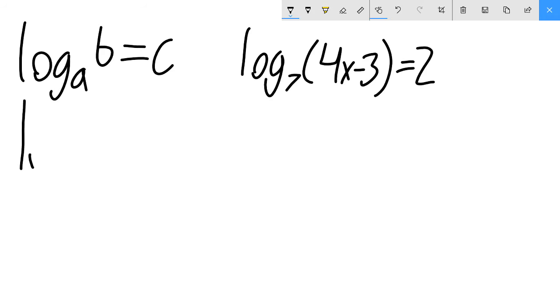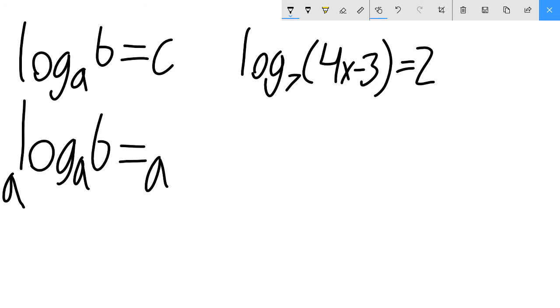You can totally eliminate the logarithm by just doing it to the power of a. So a to the power of this logarithm of a to b equals a to the power of c. And this eliminates the logarithm. So what you end up with is just b equals a to the power of c.